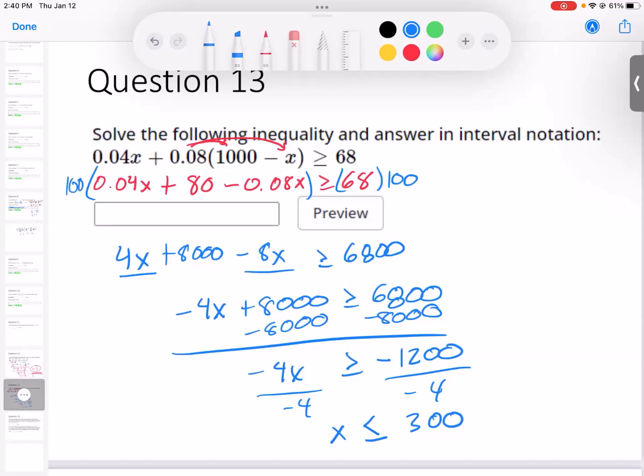And so if I were to graph that on a number line, I would have a solid circle or solid dot at 300, and then it'd be all of the numbers less than that. So my interval notation for my solution would be negative infinity up to 300, and I would have a square bracket around 300 because you can plug 300 into the inequality and it makes it true.